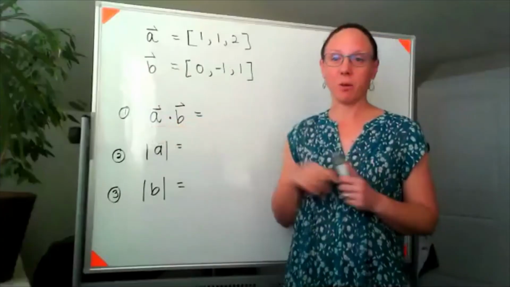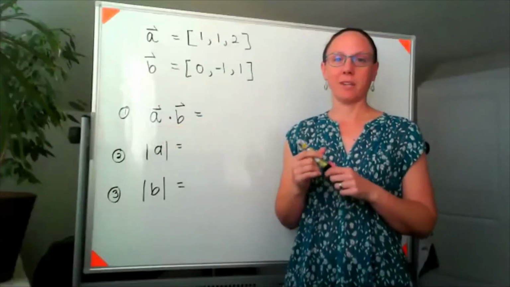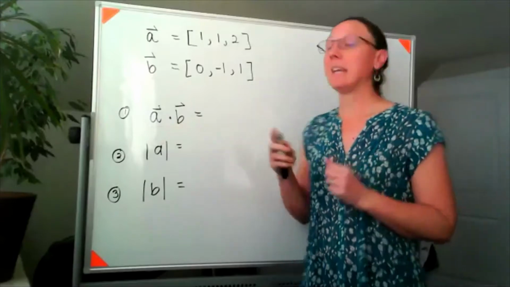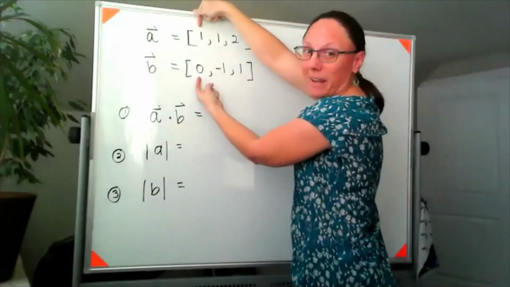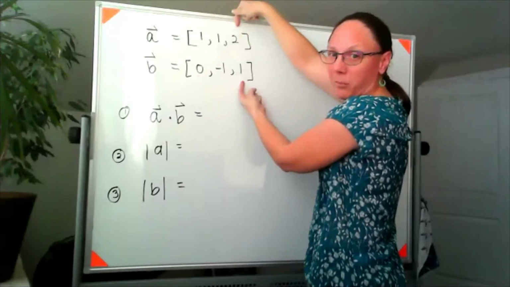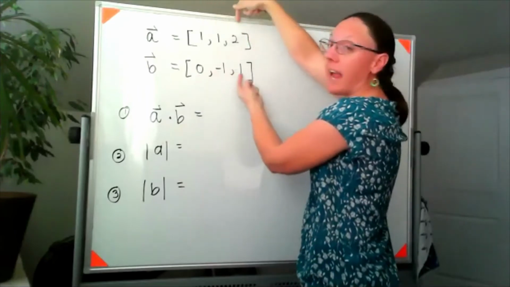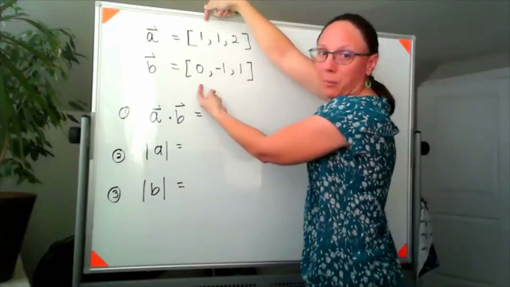If I'm finding the dot product of two vectors, that means that I'm taking each of their components that are sitting in the same spot, right? So like my x component, y component, z component, or my i, j, k component. I'm going to multiply them together.